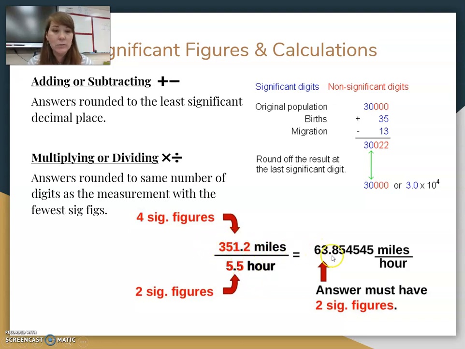My calculator spits out this number. I have to round it. What do I round it to? Well, it can only have 2 sig figs because that was the measurement with the least number of significant figures. So it's going to be 63.8. I need to round it up to 64. Okay, and that's it.